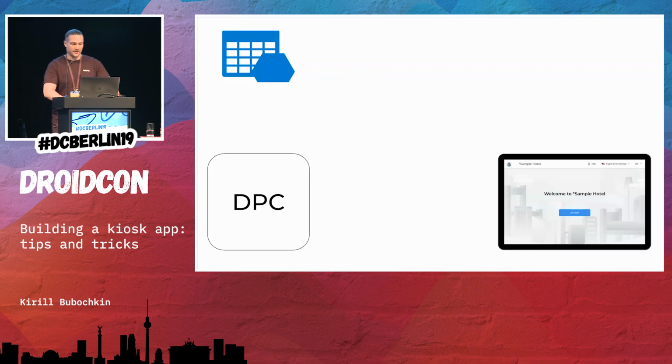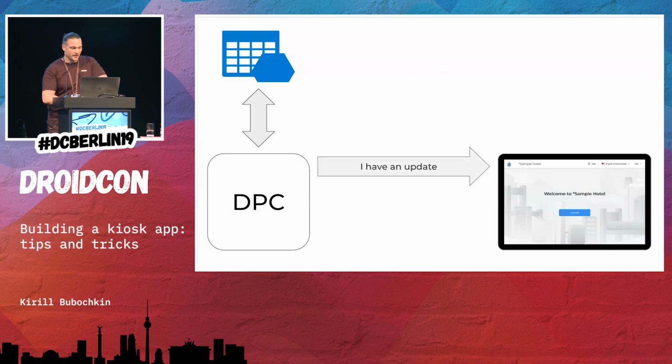The process looks like this. First, the DPC app checks for new releases in Azure storage, for example, once per hour. And if there is a new version, it downloads it and notifies the main app that the update is available.